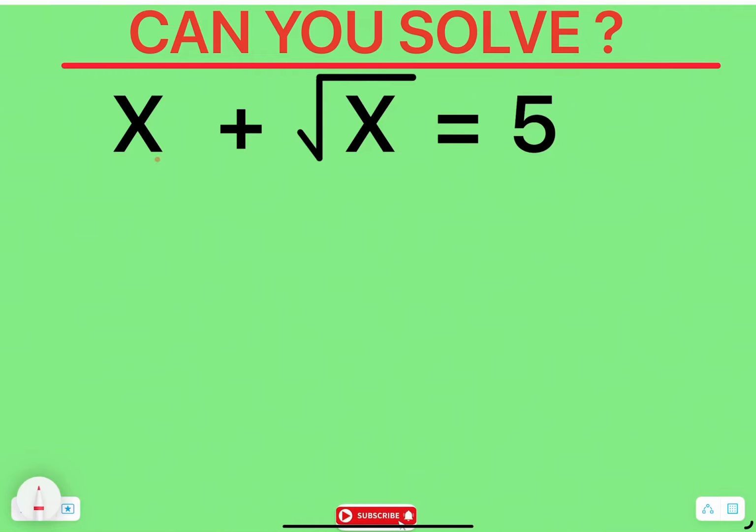Hi math lovers, can you solve this algebraic equation and find the value of x?